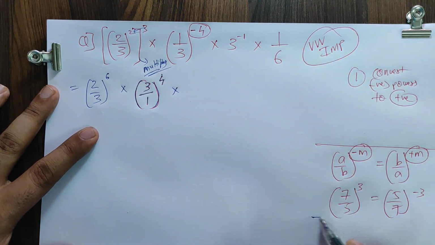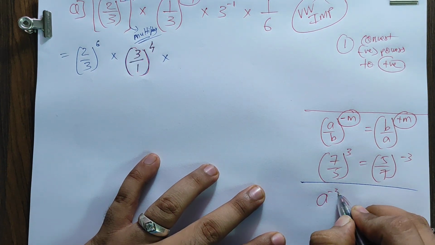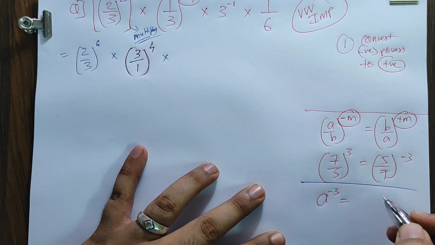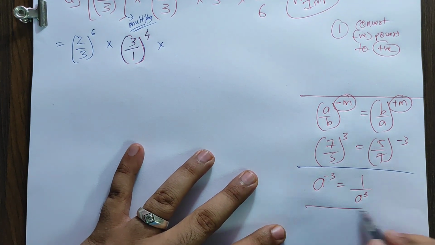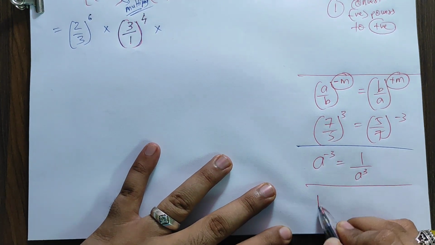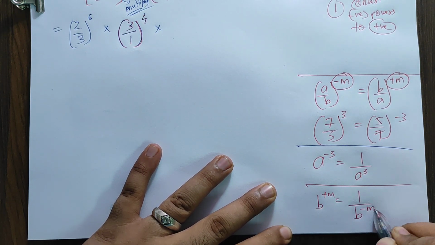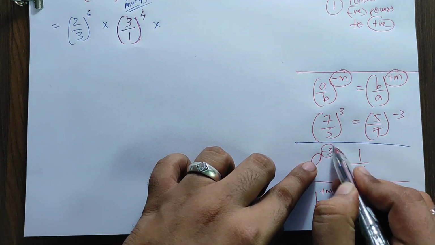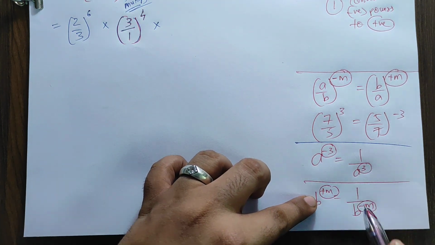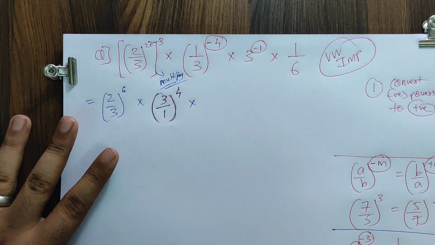We have done plenty of sums like this. A raised to -3: if I flip it, this becomes 1/a raised to +3. And if I have 1/b raised to plus m, if I flip it, it becomes b raised to -m. So if I reciprocate any number, the sign of its power changes: -3 becomes +3, plus m becomes -m. So now if I reciprocate this, -1 will become +1.